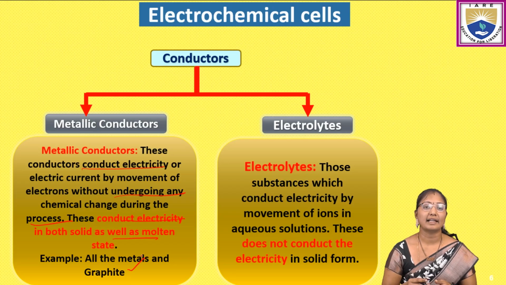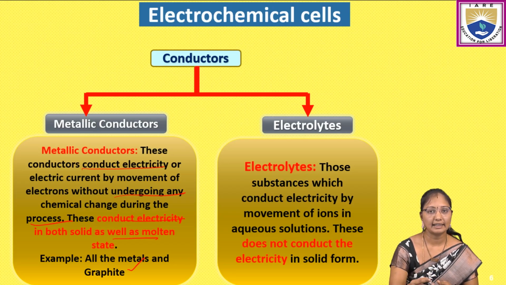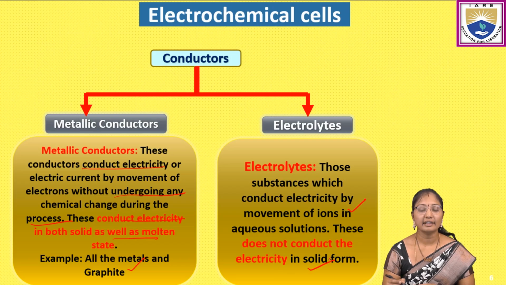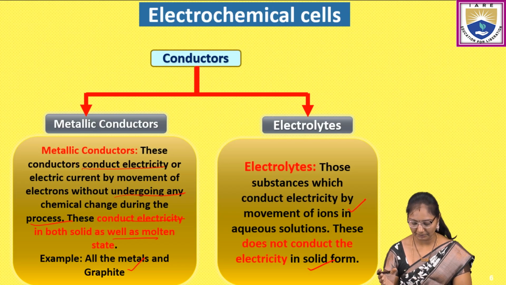Example, all the metals and graphite come under this metallic conductors category. Coming to the next, electrolytic conductors are the substances which conduct electricity by the movement of ions in aqueous solutions. They do not conduct electricity in solid form. Metallic conductors conduct electricity in both the solid as well as the liquid, meaning molten state, whereas electrolytes conduct only in the aqueous solution, not in the solid form.